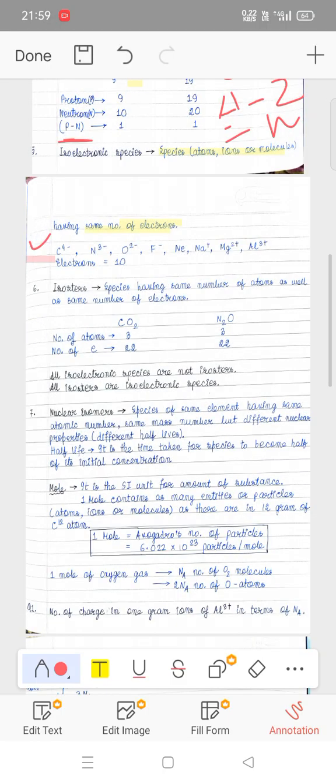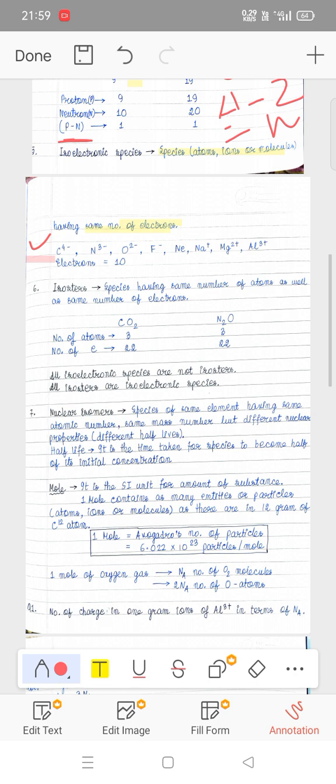C4 minus, then N3 minus, O2 minus, F minus, Ne, Na plus, Mg2 plus, Al3 plus, and electrons is 10. Okay, now you might be thinking, how is the number of electrons becoming 10? The atomic number for sodium is 11, but how is it coming to 10?